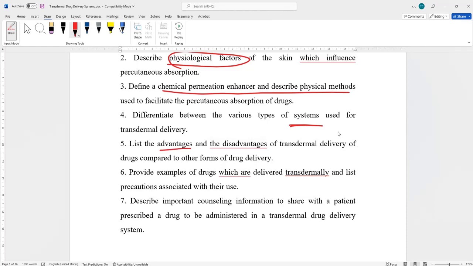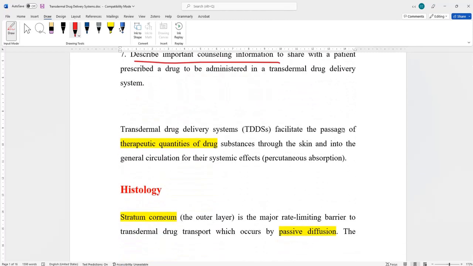What are the advantages and disadvantages of using transdermal drug delivery systems? Give me examples of commercially available drug delivery systems. How are you going to counsel a patient to whom you have dispensed a transdermal drug delivery system? These are the things that you should be aware of.